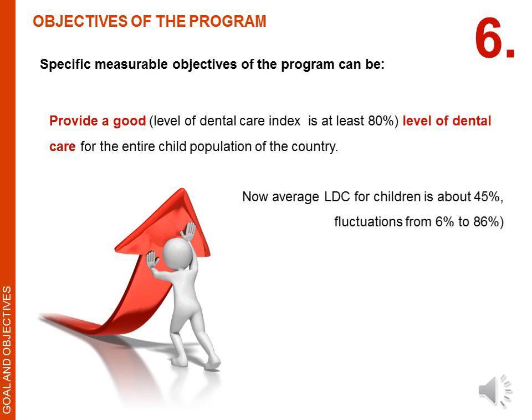Specific measurable objective of the program number 6 can be: provide a good index level of dental care, at least 80% level of dental care for the entire child population of the country. The average level of dental care index for children is about 45%, fluctuating from 6 to 86% in different areas, districts.